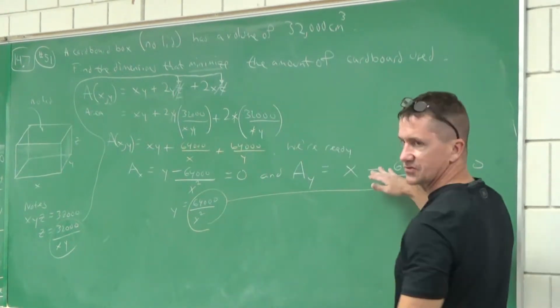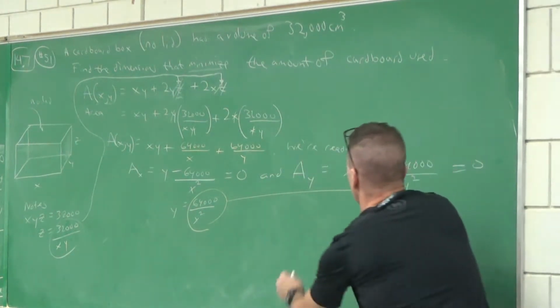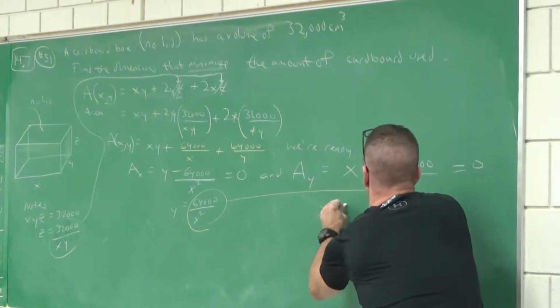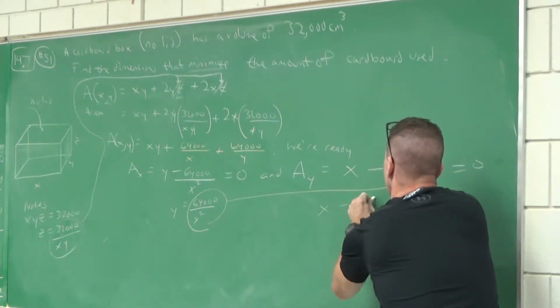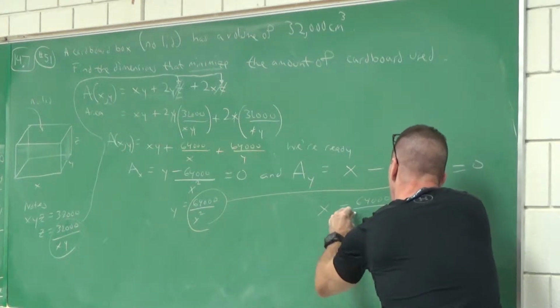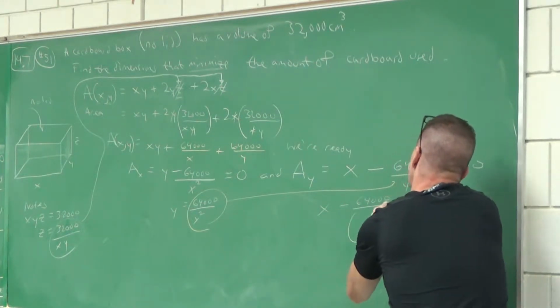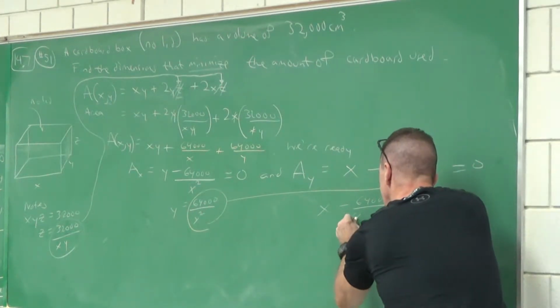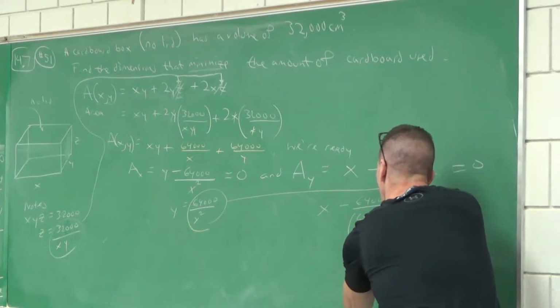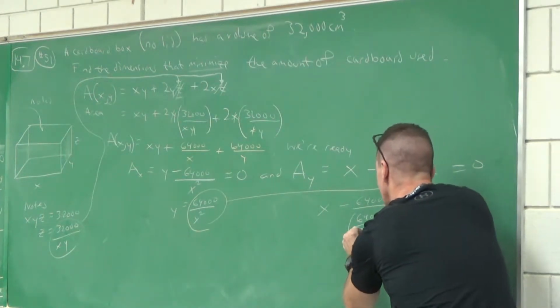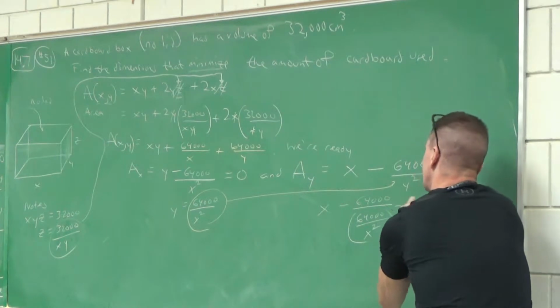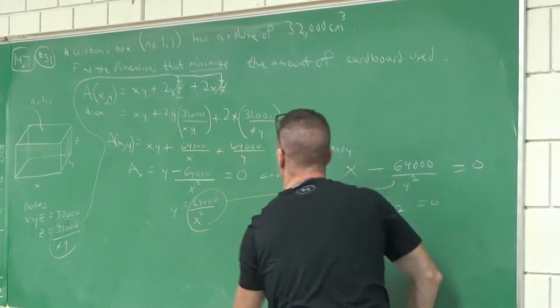Okay, now we got a complex fraction, so I'm going to write this slowly. X minus 64,000 all over parentheses 64,000 over X squared, squared, equals 0.